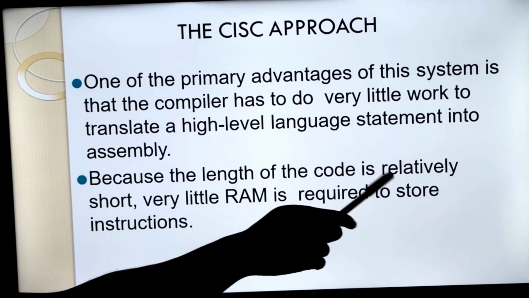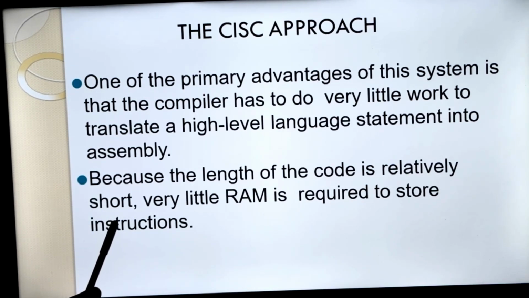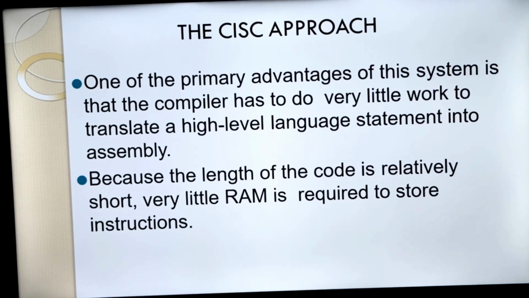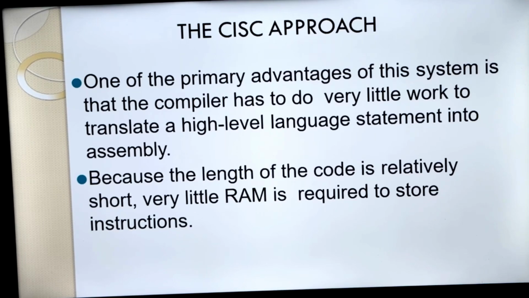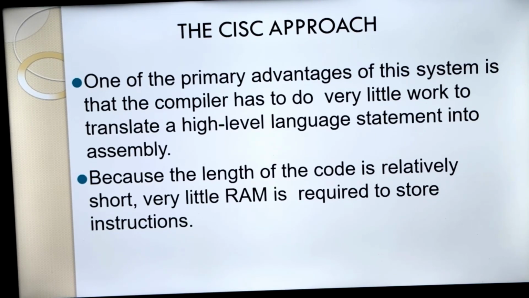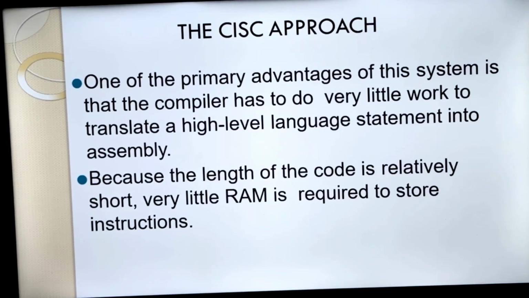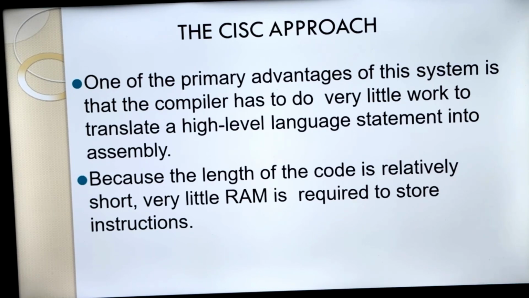Because the length of the code is relatively short, very little RAM is required. You agree with that? Because I have only one line of instruction, to store this program I need only one memory word maybe. I don't know exactly how many memory words I need; for simplicity, I am taking one memory word as necessary. So less RAM is required to store such instructions, right? Only 1 or 2 lines are sufficient to store the whole program. Fine.